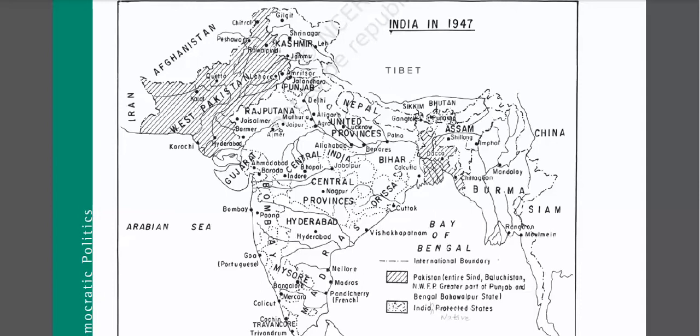Then United Provinces, Central India, Central Provinces, Gujarat, Hyderabad, Bombay, Mysore, in South Travancore. Here you can see Pondicherry, Odisha, Bihar, Assam, etc. So these were some major provinces in India in 1947. Compare these provinces with the map of India in 2020 and then try to find out what changes have been there in the modern map of India.